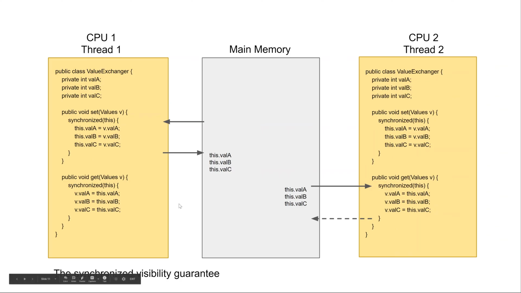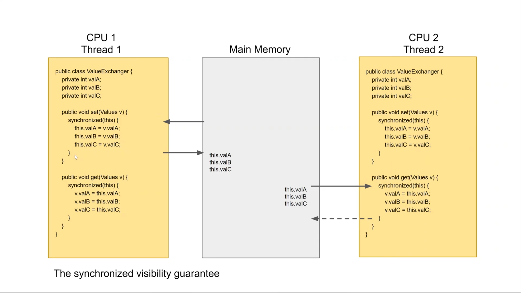The Java synchronized blocks visibility guarantee says that when a thread enters a synchronized block, like for instance over here, the thread will refresh all variables that are visible to the thread at that time, and it will refresh them from main memory. So when thread 1 enters this synchronized block here inside of set, it will first refresh all the values of val A, B, and C from main memory. And after that, it will copy these new values from the values object here into these fields.